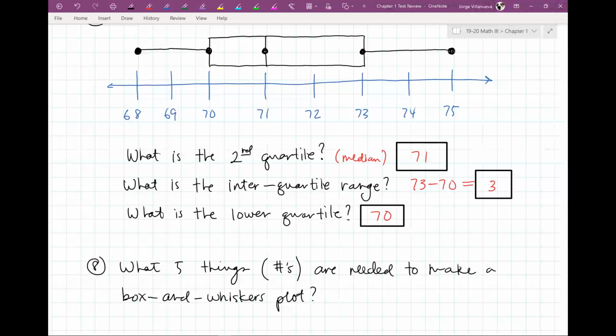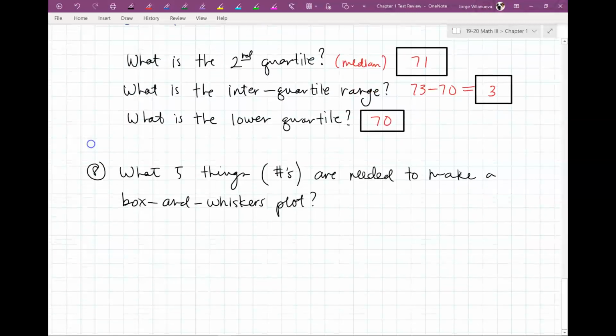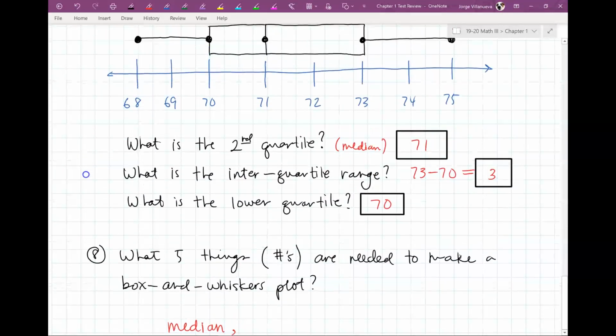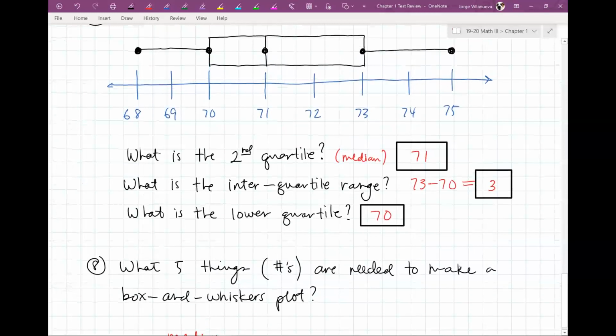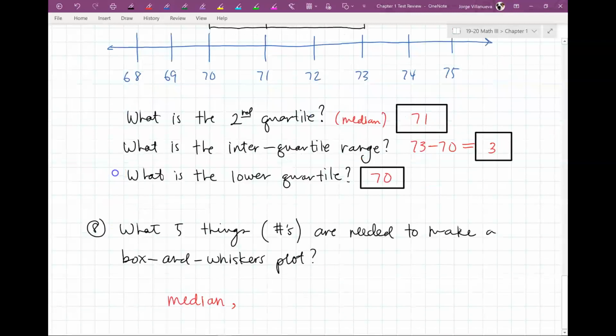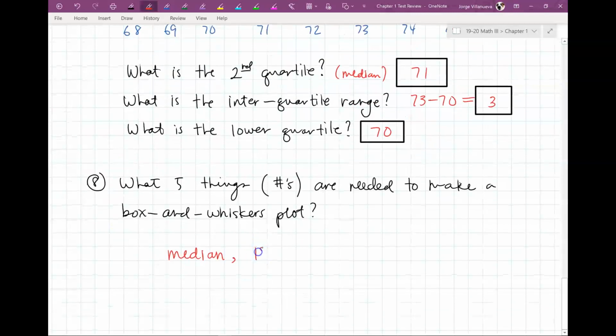Someone give me one of them. A median, all right. We got a median. That would be one thing. Somebody else give me another one. So median, I'm going to mark it, okay? There it is, median. You don't need modes. We need which quartile? 1 and 3. So we can do first quartile. And you said third quartile.